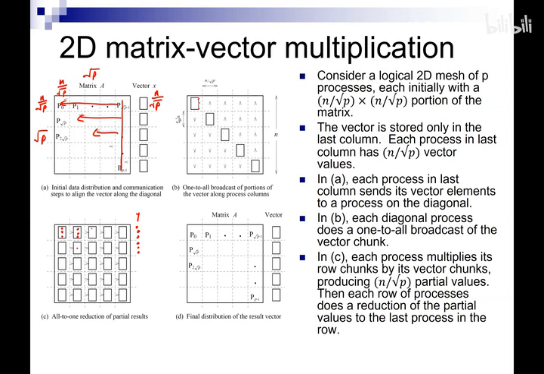This reduction will reduce all of these values onto the final column. So in the end, the output vector will be sitting on the final column of processors, just like in the beginning, the input vector was on the final column of processors. In the end, the output is also on this final column.